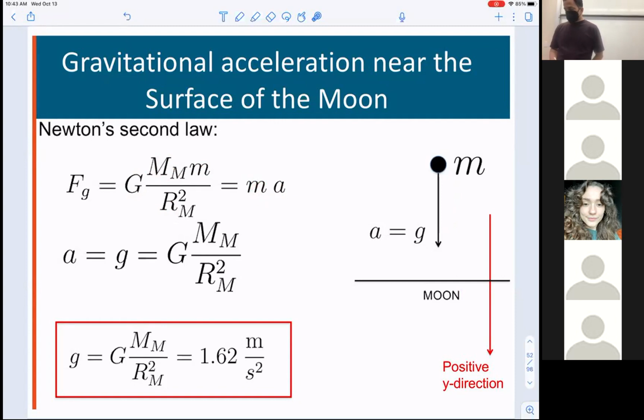The m cancels out. And now if you look up the numbers for the mass of the moon and the radius of the moon, you calculate this number, you get 1.62 meters per second squared. Because the mass of the moon is much smaller than the mass of the Earth, you experience a smaller gravitational acceleration, which is why those astronauts were able to bounce around and semi-float, and they could hit a golf ball really far. That actually happened, right? They actually hit a golf ball on the moon. And that's because the acceleration due to gravity is very small.